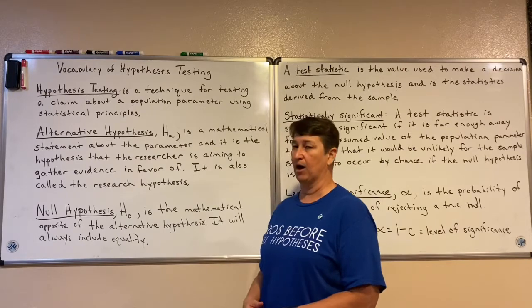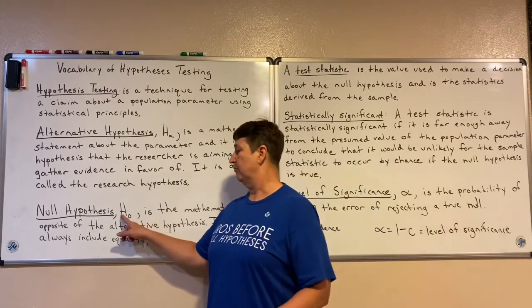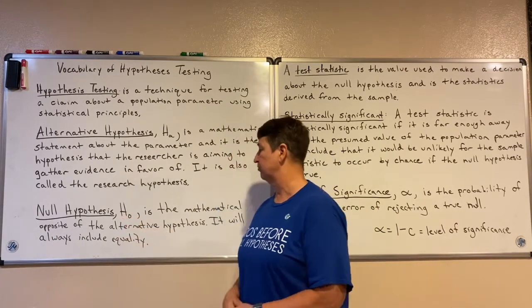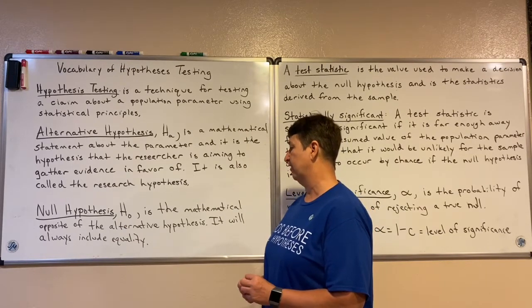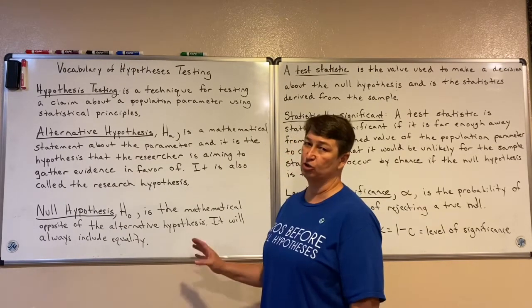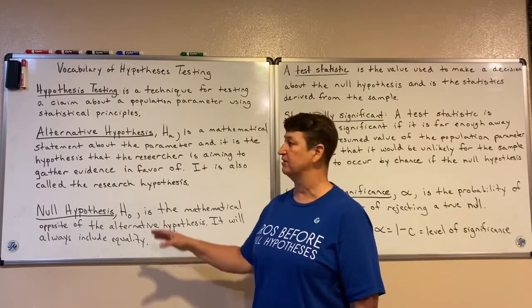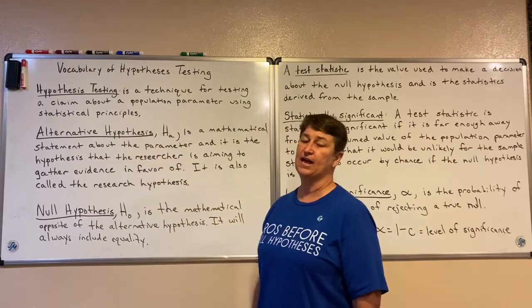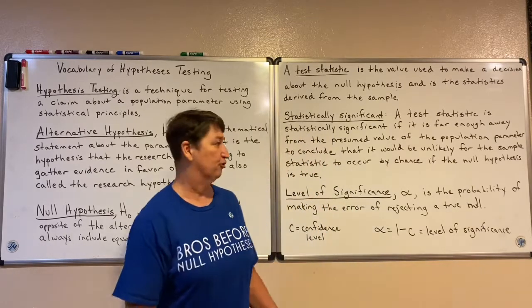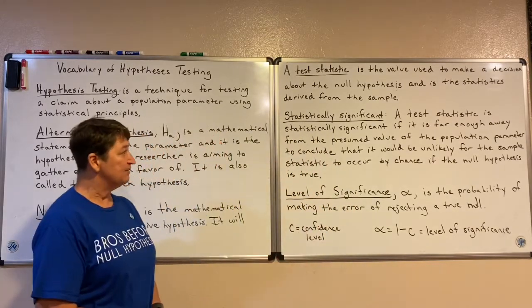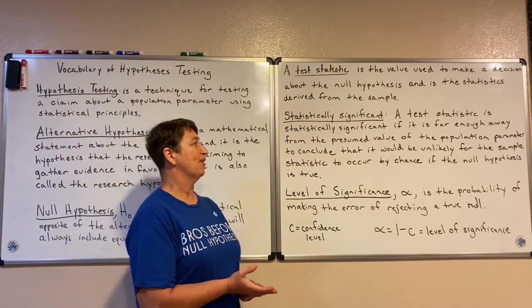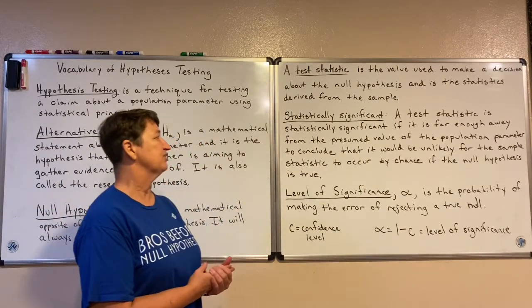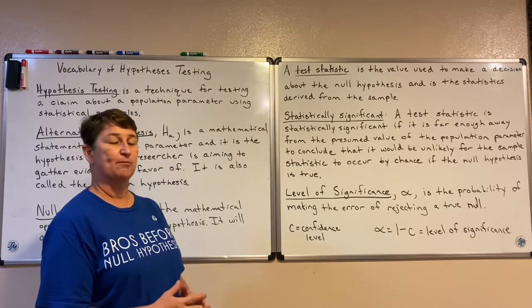Then the null hypothesis, a capital H with a subscript 0, is the mathematical opposite of the alternative hypothesis. It will always include the equality. And we practiced finding some alternative and null hypotheses earlier. Then a test statistic is the value used to make a decision about the null hypothesis, and the statistic is derived from the sample. So let me explain a minute.